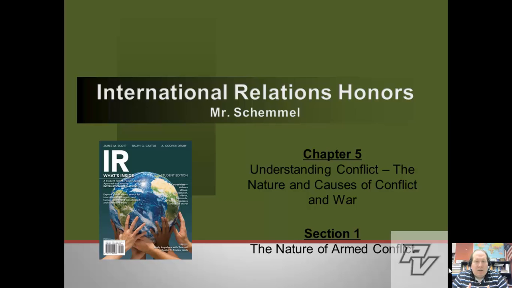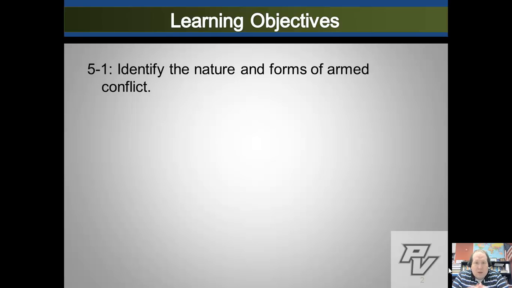So our first section here is talking about the nature of armed conflict. What does it look like? How do we tell what is and what isn't? And how do we proceed from there? So our major objective today is to identify both the nature and the forms of armed conflict. And we're going to be not only discussing that, but discussing how unconventional warfare has become the norm in our modern times.